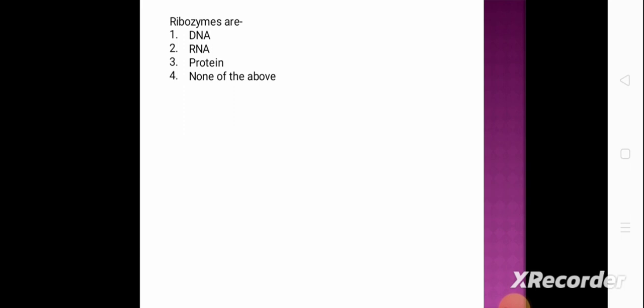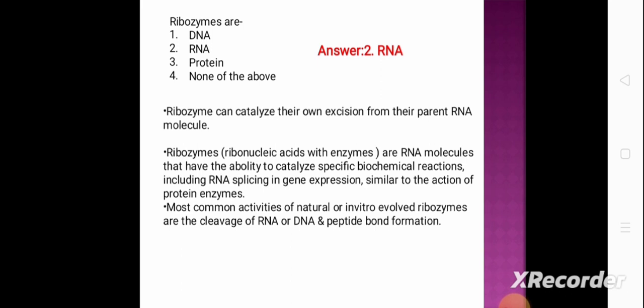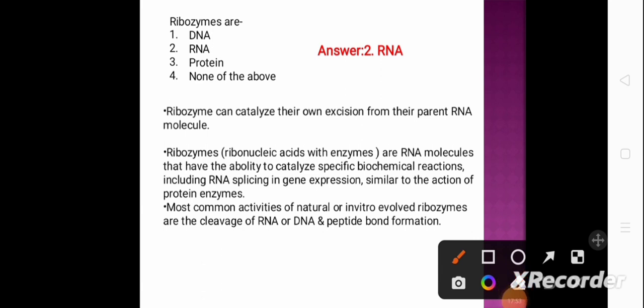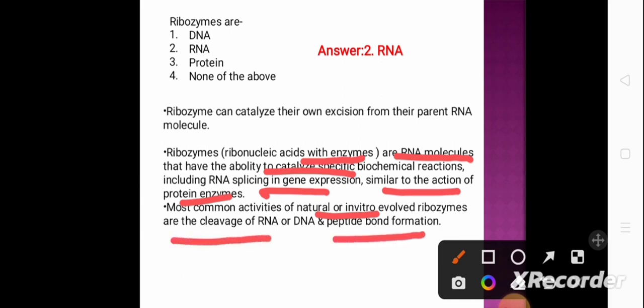Next question. Ribozymes are option 1 DNA, option 2 RNA, option 3 protein, and option 4 none of the above. And the correct answer is option 2, that is RNA. Ribozymes can catalyze their own excision from their parent RNA molecule. Ribozymes, that is ribonucleic acid enzymes, are RNA molecules. They have the ability to catalyze specific biochemical reactions including RNA splicing in gene expression, similar to the action of protein enzymes. The most common activities of natural or in vitro evolved ribozymes are cleavage of RNA, DNA and peptide bond formation.